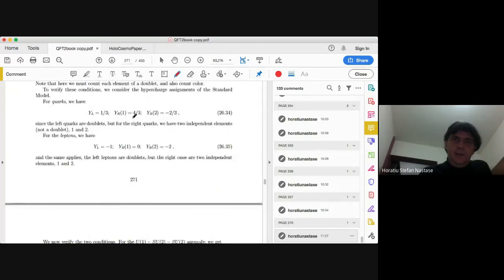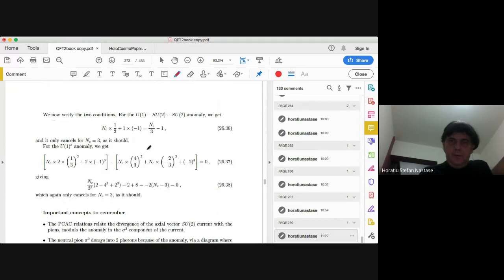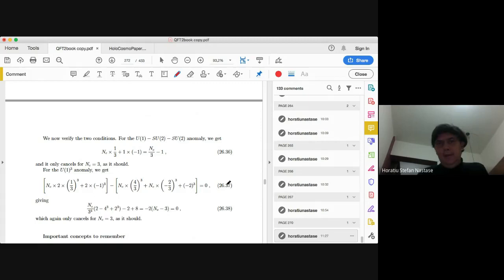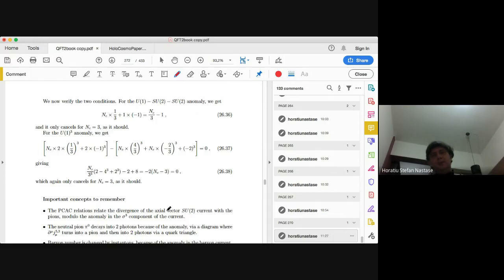Then the right-handed quarks, NC times the charges, give 4/3 for one and minus 2/3 for the other. So 4/3 cubed and minus 2/3 cubed. And then for the right-handed leptons, one is 0 and for the other one is minus 2, so minus 2 cubed. This contribution can be seen to be 0 only for NC equal to 3. We do some algebra and see that it is minus 2 times NC minus 3. It only cancels for 3 colors, as it should be.